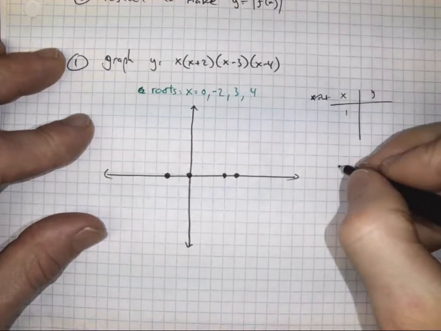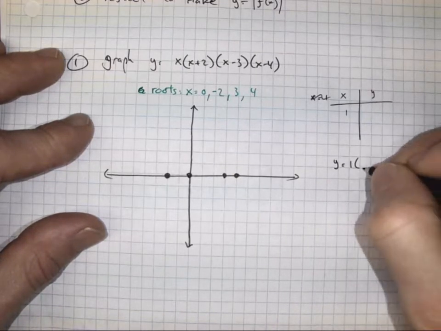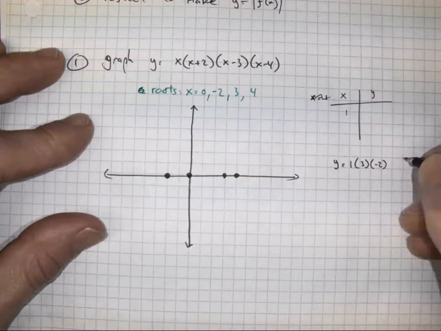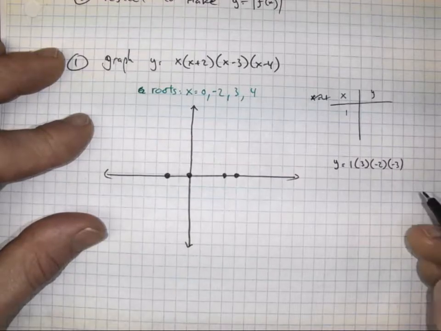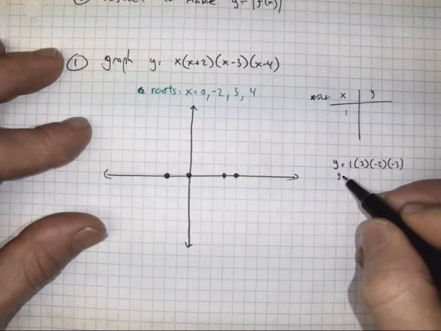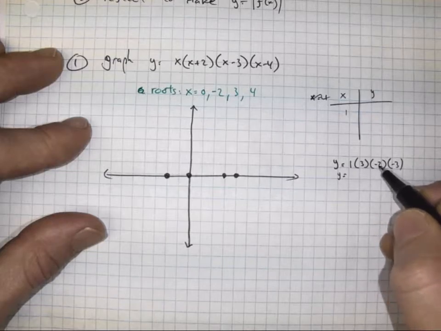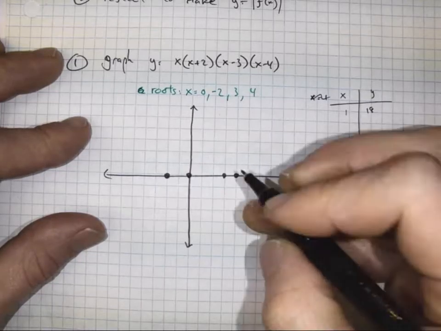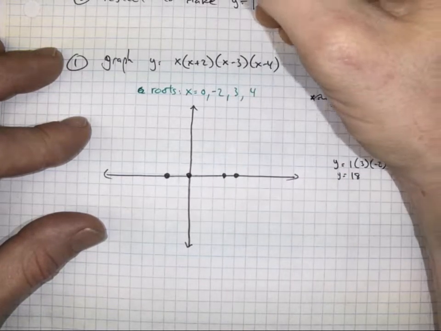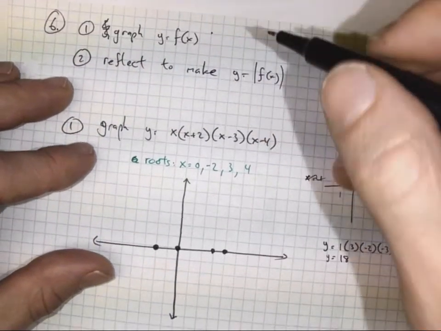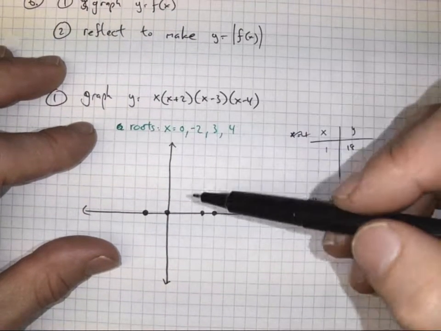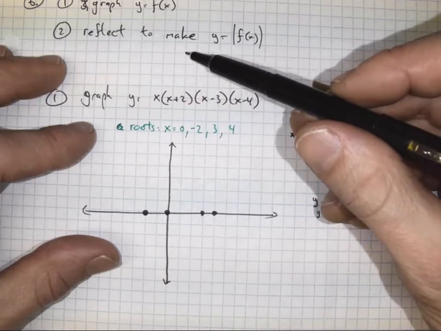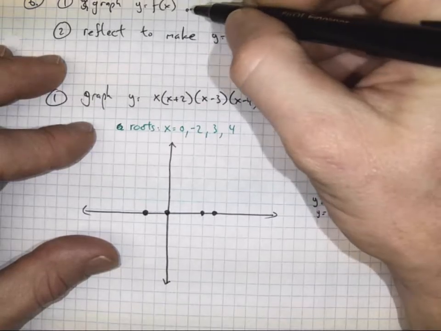So we got y is equal to 1 times 1 plus 2, which is 3. 1 minus 3 is negative 2. And 1 minus 4 is negative 3. So I'm going to get y is equal to 1 times 3, which is 3, times negative 2 is negative 6, times negative 3 is positive 18. Okay. So when x is 1, y should be up here somewhere, and I'm just going to plot it up there. I'm not going to connect all those dots, obviously, but it helps me orient myself. 2, 4, 6, 8, 10, 12, 14, 16, 18. I actually got pretty close there.